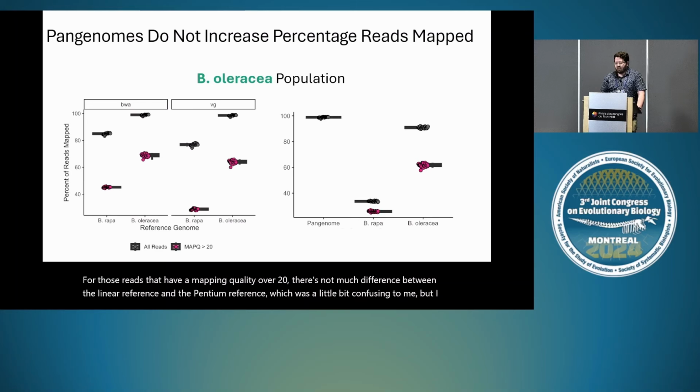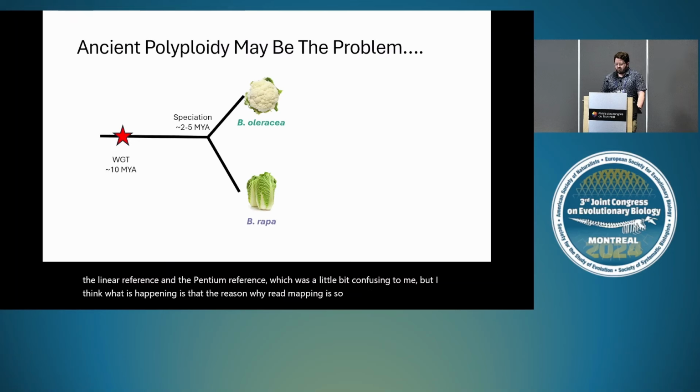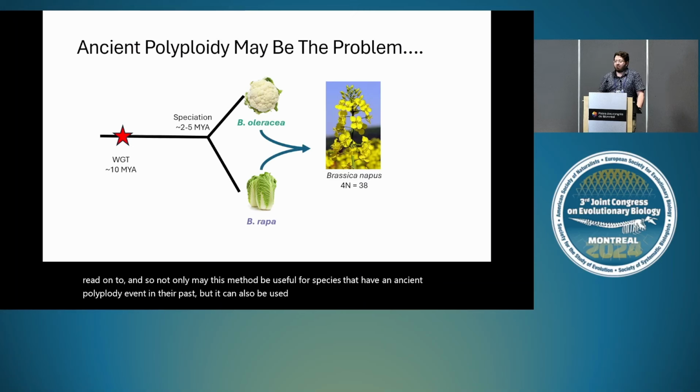But I think what is happening is that the reason why read mapping is so complicated in these two diploids is because they actually share an ancient whole genome triplication event, or a hexaploidy event. And so there's just a ton of repetitive regions in these genomes. And when you're trying to map reads from a distantly related reference genome that has a bunch of duplicated copies, it's really hard for any read mapper to know which copy of any given gene you should map a read onto. And so not only may this method be useful for species that have an ancient polyploidy event in their past, but it can also be used for neopolyploids as well.